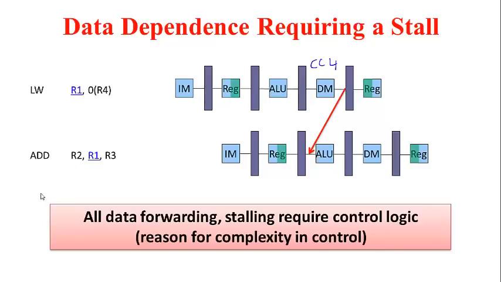Well, we have been pushing all kinds of details under the carpet. All of this data forwarding and stalling require control logic, and this is going to be quite complicated, and all this data forwarding and stalling is one of the main reasons for complexity in control in the pipelined MIPS implementation.